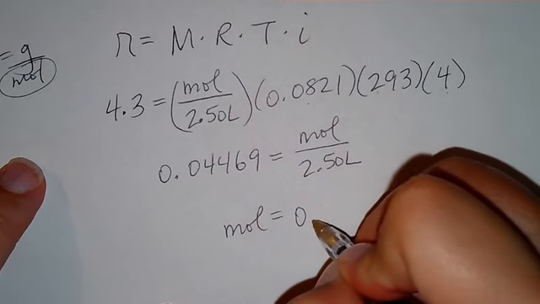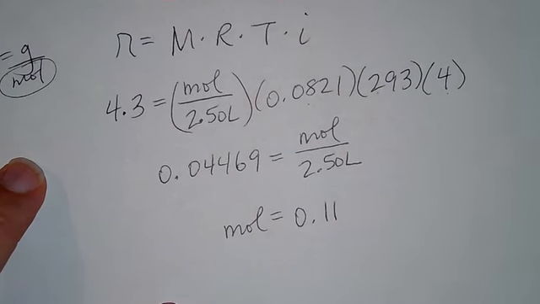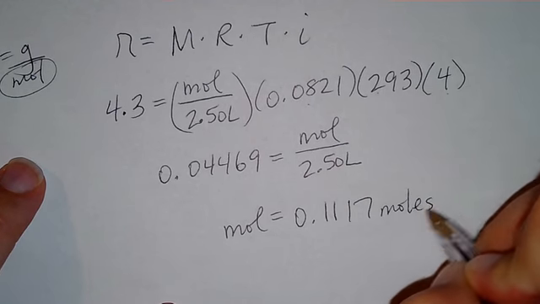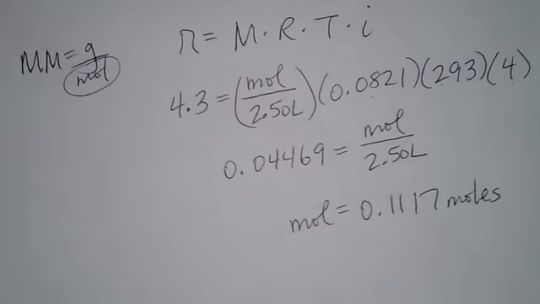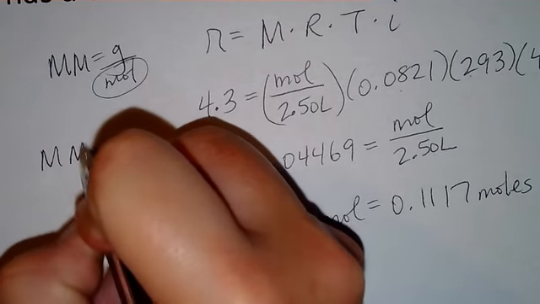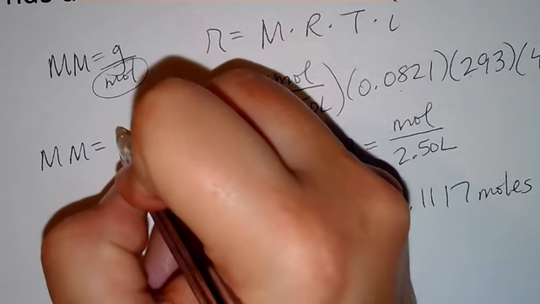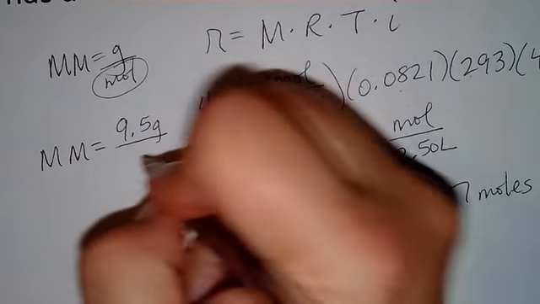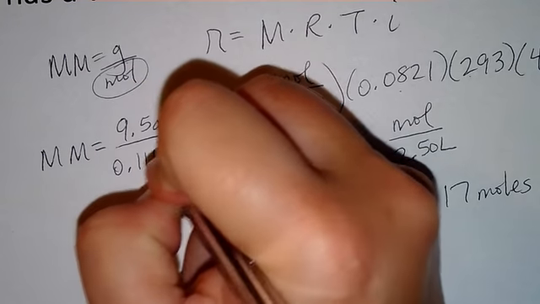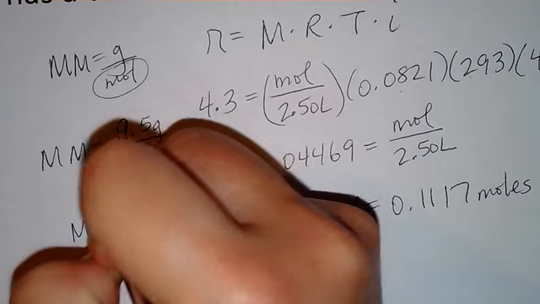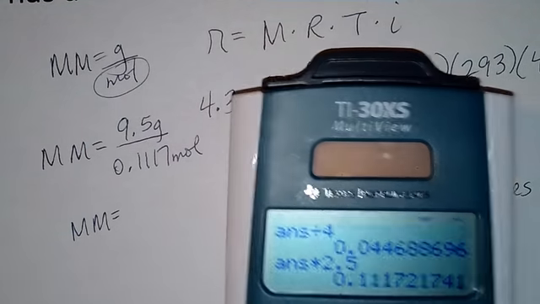Alright, so now we're going to plug this back in. So we're looking for molar mass. Our grams were 9.5 from the question. Now we know our moles. So we can solve. So 9.5 divided by our moles gives us a molar mass of 85 grams per mole.